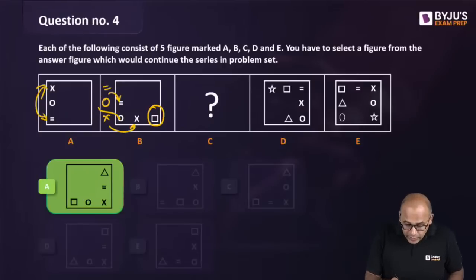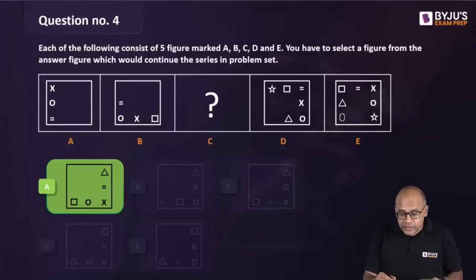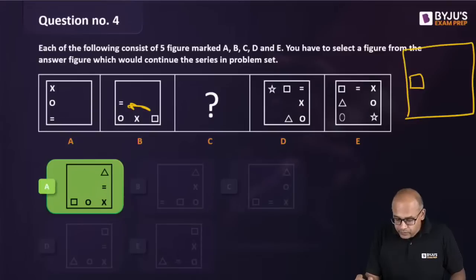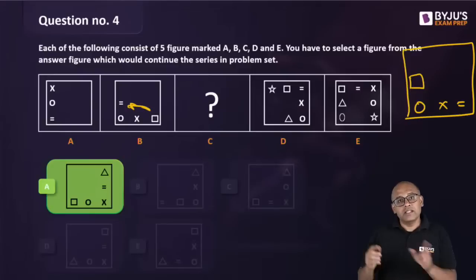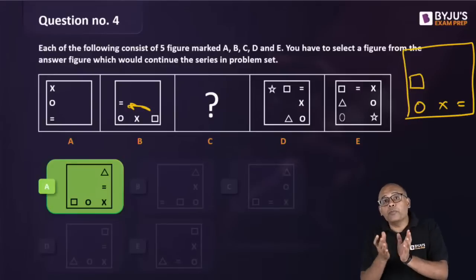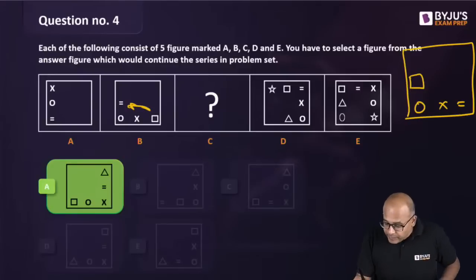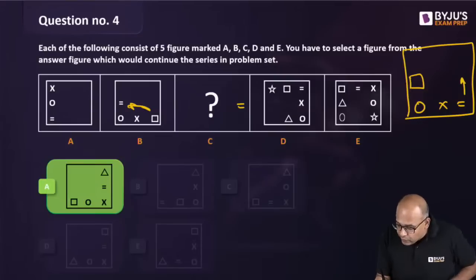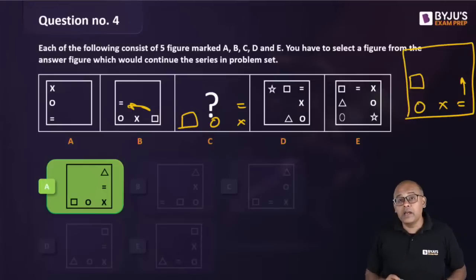Now let's take a look at what should happen here. By the same logic, these two should get exchanged, which means I should get an equal to. So what should my figure be like, only for step number 1? I should have a square here, the big square. Then my circle should be here, X here, and equal to here. This is the first step, exchange. Now I have to push everything one step forward, so this will come here. I should have equal to here, X here, O here, and a square here. This is the second step.